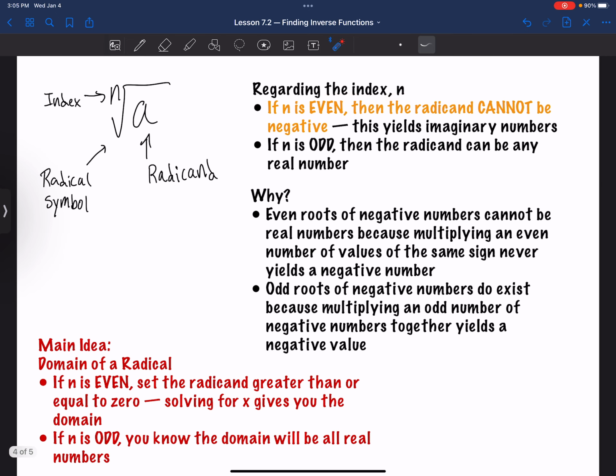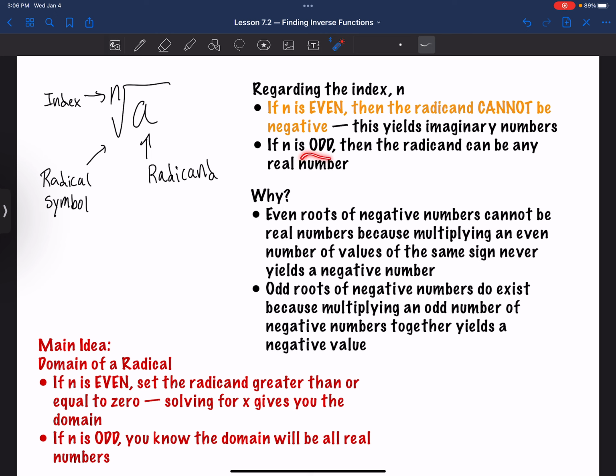So, regarding that index n, if n is even, and I've highlighted this in yellow because it's so important, then the radicand cannot be negative. That is because this will give us an imaginary number. So you see, if I said square root of -2, well, the radicand is negative, that's imaginary. But this also follows for fourth root of -3 or sixth root of -100. As long as that index is even, I can't really put negative numbers there. If I do, the result is imaginary, and so I can't graph those, okay?